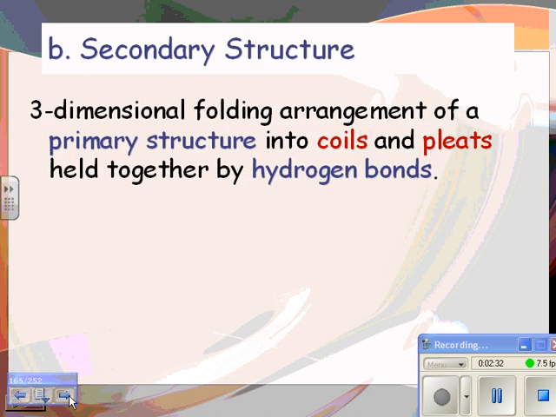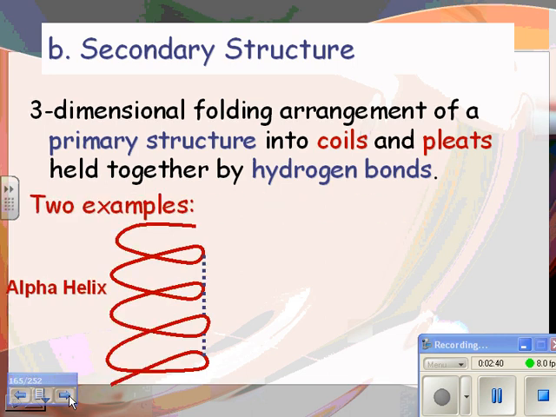Secondary structure. This is the three-dimensional folding arrangement of a primary structure into coils and pleats held together by hydrogen bonds. So let's take a look at that. There are 2 examples. There's an alpha helix. And so what you'd have to picture here is an amino acid connected to an amino acid connected to an amino acid. And this chain of amino acids tends to coil because there's an atom sticking out here that's attracted to an atom sticking out here. So you get hydrogen bonds between the different parts, and it makes this coil.